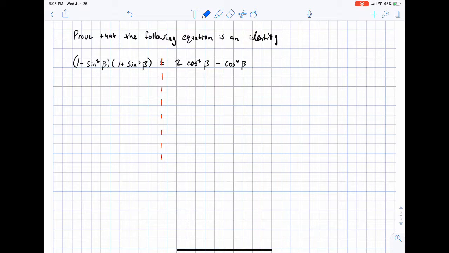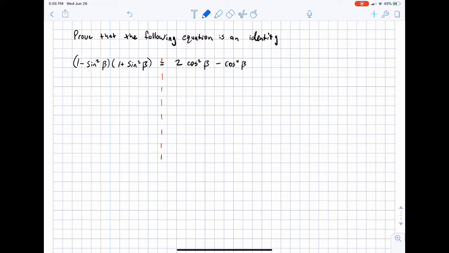So one thing I notice about this particular identity is that we have sines on the left and we have cosines on the right. So my strategy is going to be to try to change the sines into cosines. If I had started on the right-hand side, I would have tried to change the cosines into sines. All right, so here's what I'm going to do.